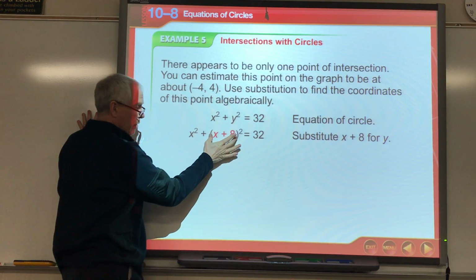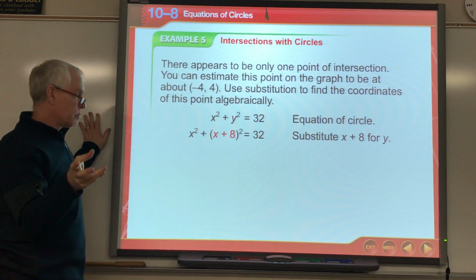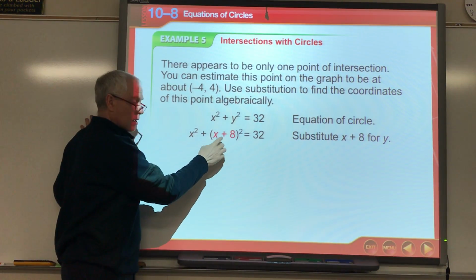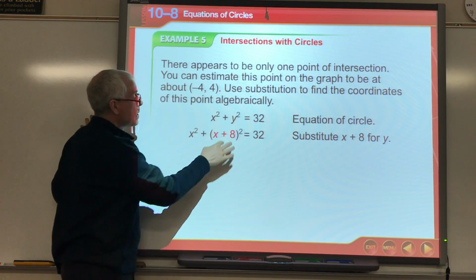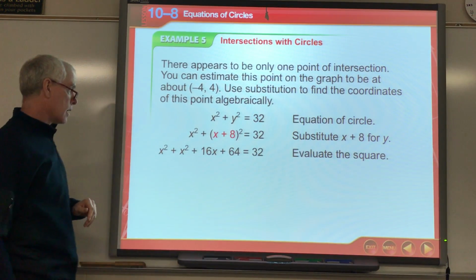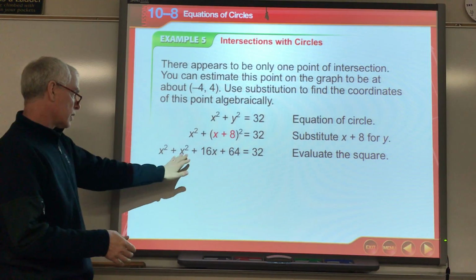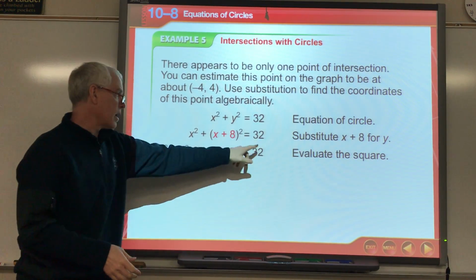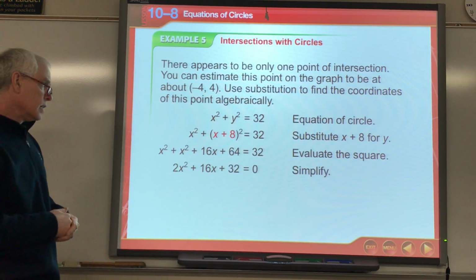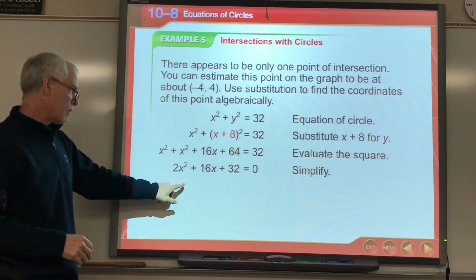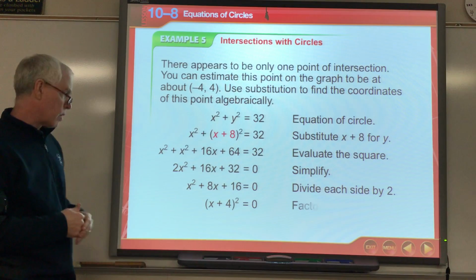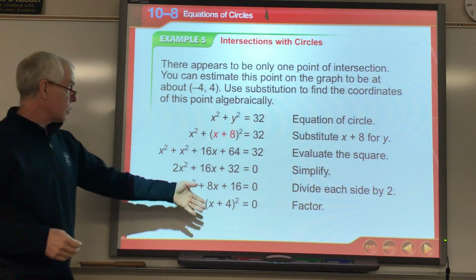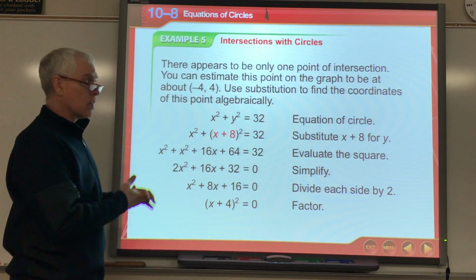All right, so if I square that, now you got to remember this, guys. We've done this before, but this is going to be x squared plus 16x, because you have to take x times 8 and double it, plus 64. Okay? Simplify the left side, 2x squared plus 16x plus 64. You might even subtract the 32 to get a 0 on one side. I can divide everything by 2. And then this is x plus 4 quantity squared if I factor it. And so x becomes negative 4, okay, just like we saw in the other example.